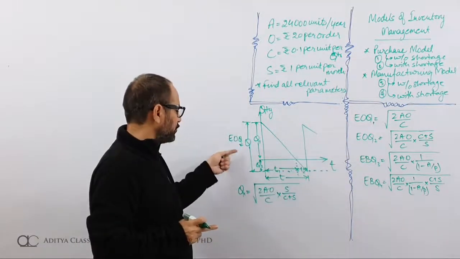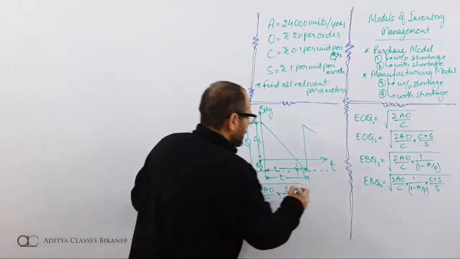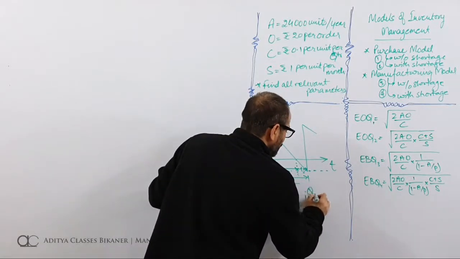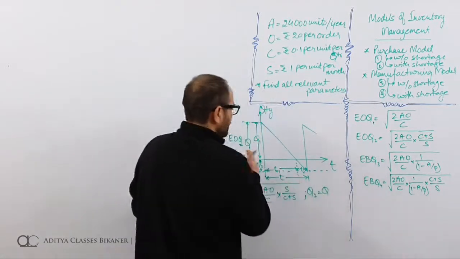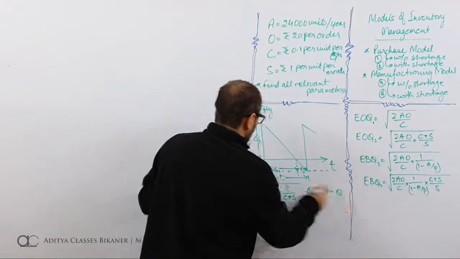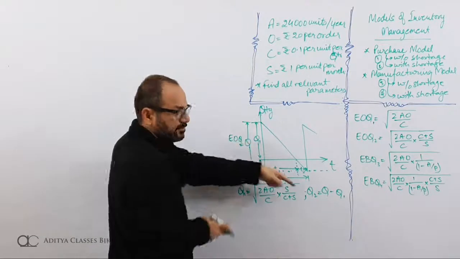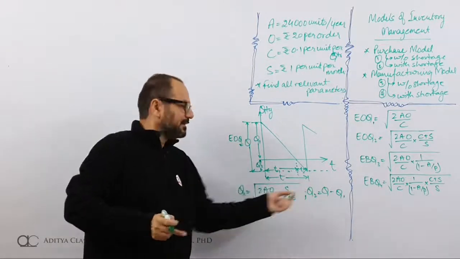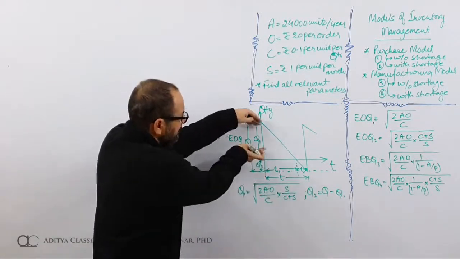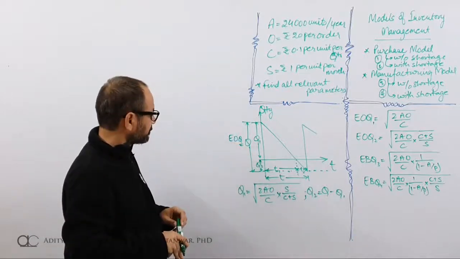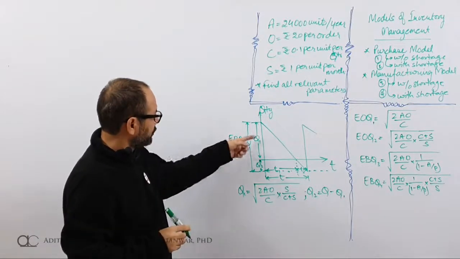So we have EOQ, which is equal to Q, and this is Q1. And remember what Q2 is? Q2 is simply Q minus Q1. This is the complete Q. If you remove Q1, you get Q2. So we have EOQ, Q, Q1, Q2.